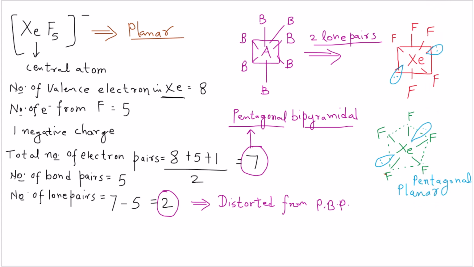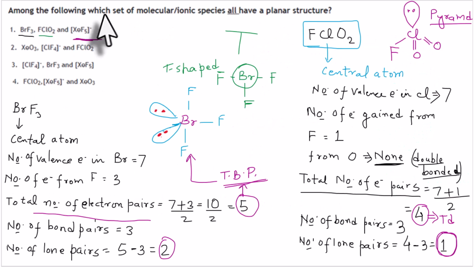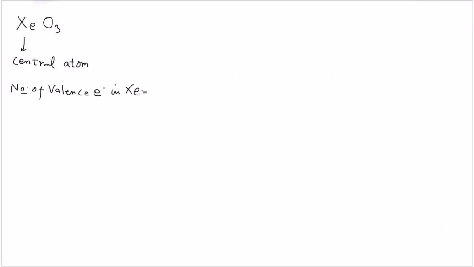So then let's move on to the next structure. XeO3 also we have to check. So in xenon trioxide, XeO3, Xe is the central atom and the valence electron in xenon is 8, belonging to the 0 group, 8th group. And then it is bonded to how many? 3 oxygen atoms, and this could be doubly bonded. So this is ignored.